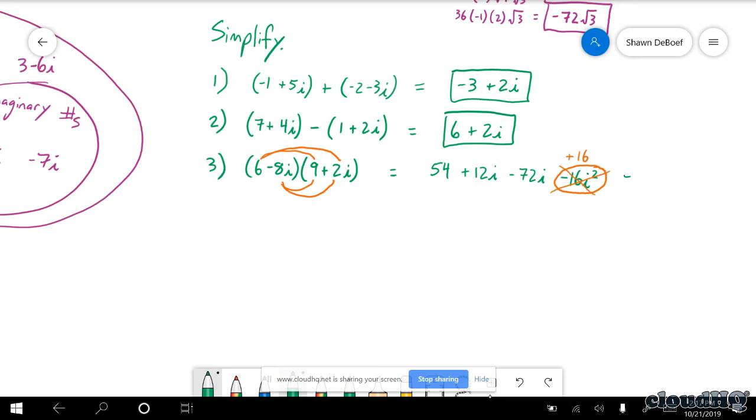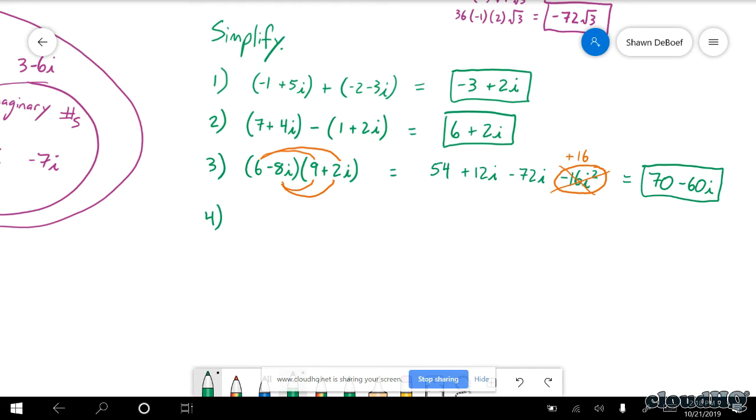So now, combine like terms. 54 and 16 makes 70. And 12i minus 72i is negative 60i. And there's our answer. So you still FOIL or distribute, but then you have to deal with the i squared.